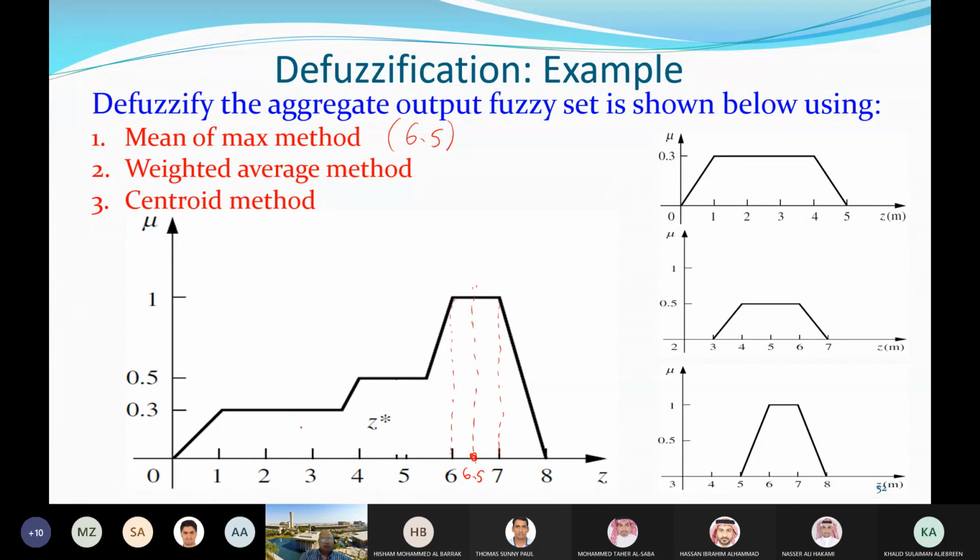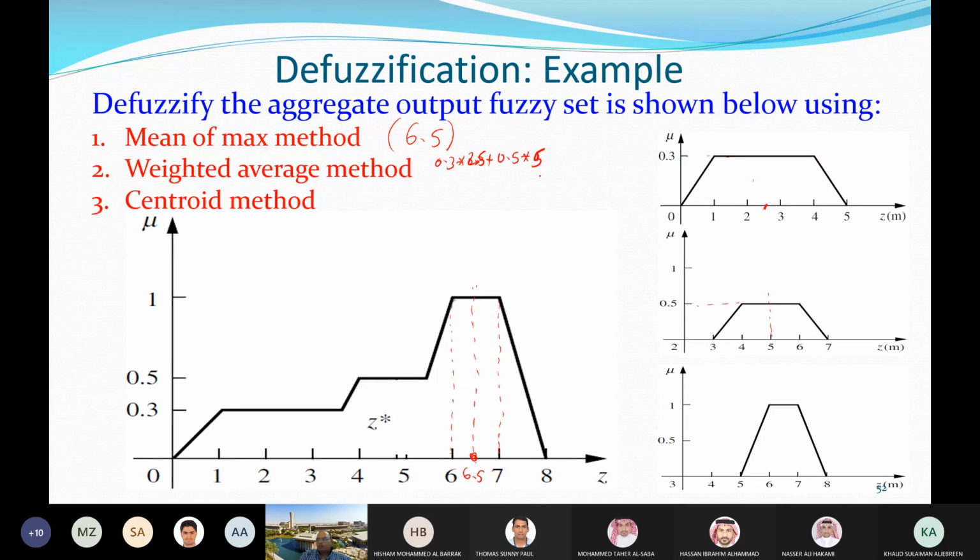The weighted average method, you have here this one. If it is completed, you can have it here. This is the combination. So where is the average here? 2.5, and the weight is 0.3. So you have here 0.3 multiplied by 2.5, plus, for 3 and 7, you are at 5. So this is the average, and the weight is 0.5. So plus 0.5 multiplied by 5.